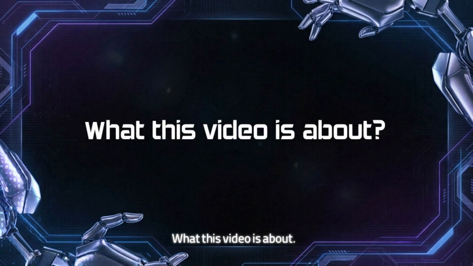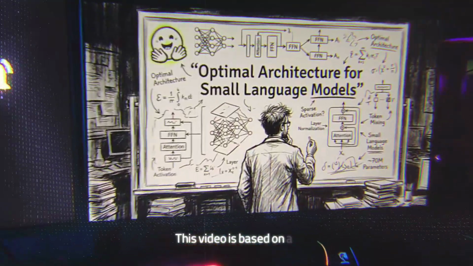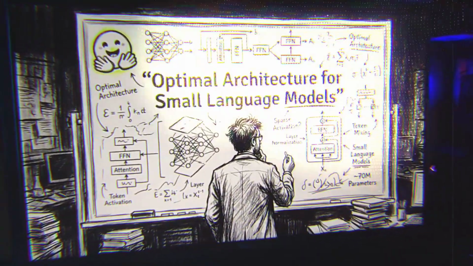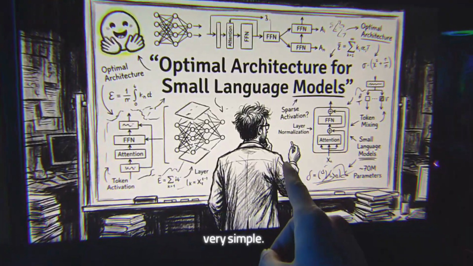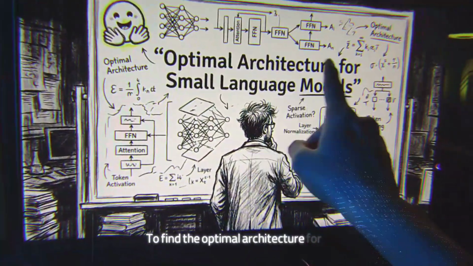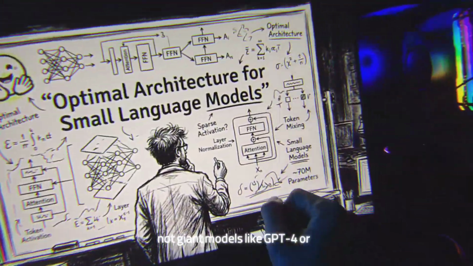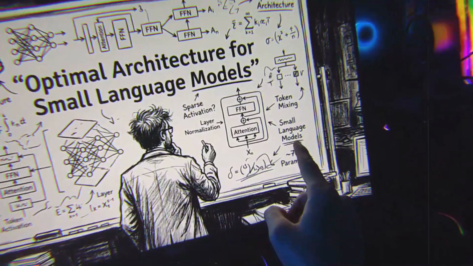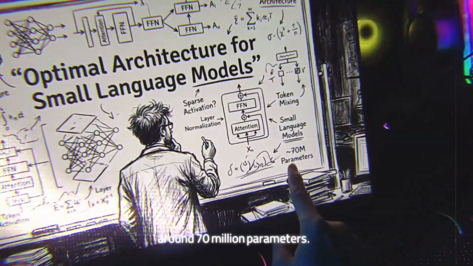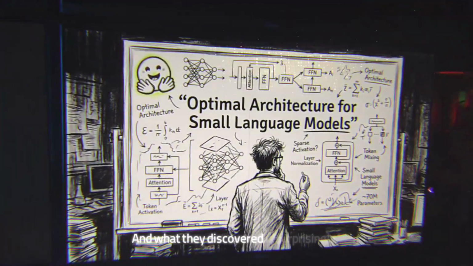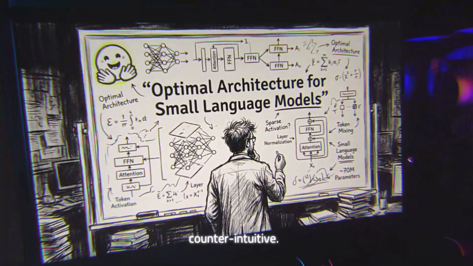What this video is about. This video is based on a recent research article. The goal of that article was very simple: to find the optimal architecture for small language models, not giant models like GPT-4 or Claude, but small models, around 70 million parameters. And what they discovered is surprisingly counterintuitive.